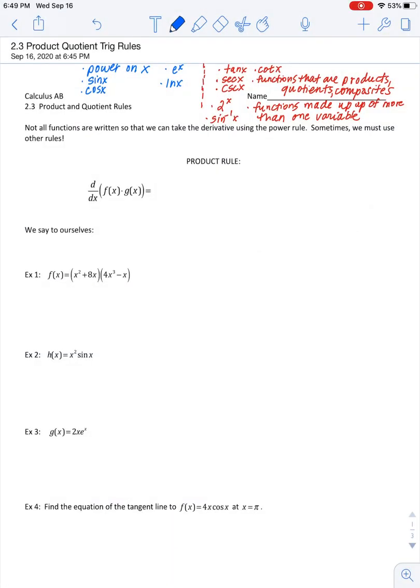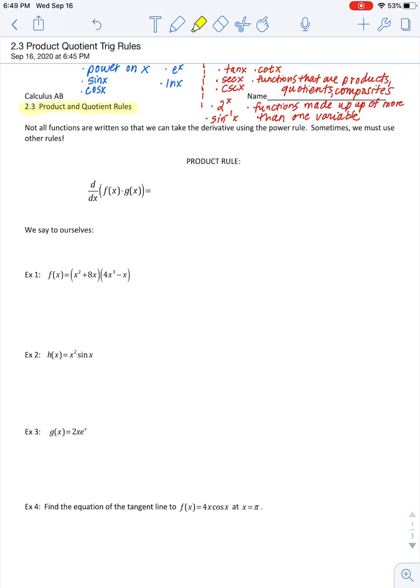All right, we're moving right along in chapter 2 here. What we are learning about today is a couple new rules for taking derivatives. So you can see here the title of these rules specifically are product and quotient, but I want to kind of fit that into the rest of the curriculum so you understand what that's about.